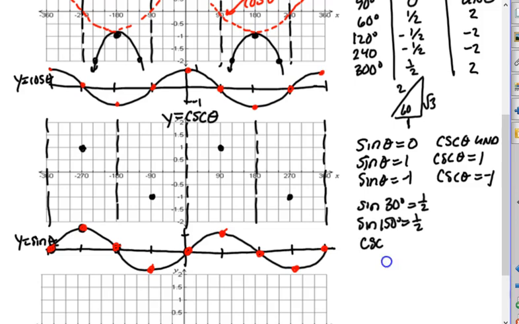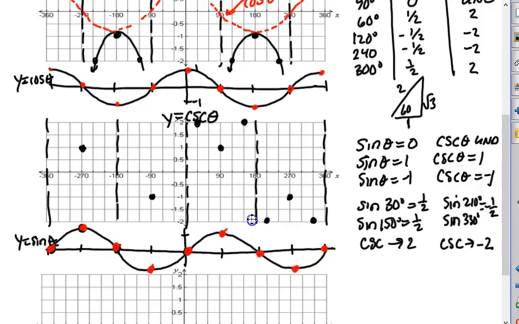So that means cosecant is going to be 2, and sine of 210 and 330 equal negative 1/2. And so cosecant is going to be negative 2. And where do those come? Those are close to the asymptotes. Here's 30 right here, and here's 150. So at 30 we're going to be at positive 2. At 150 we're going to be at positive 2. I'm going to get those marks off because they're kind of confusing. Then when we get to 210 and 330, we're going to be at negative 2.